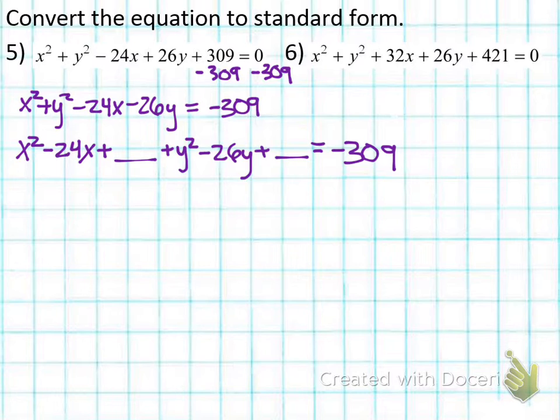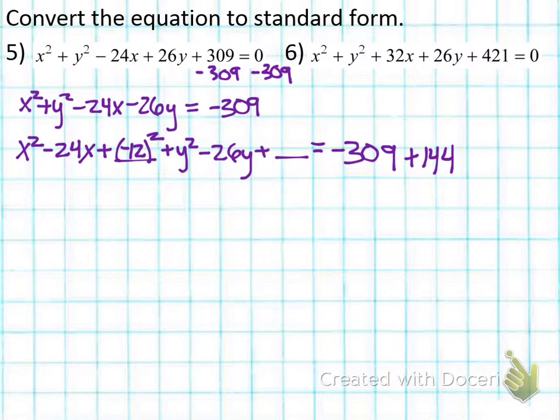Okay, completing the square means I take this number and I take half of it and then square it. So negative 24, half of that would be -12, and I square it. Since I'm adding this number to the left-hand side, I have to also add it to the right-hand side. This is really just -12 squared, which is 144. So I would add 144 to this side.